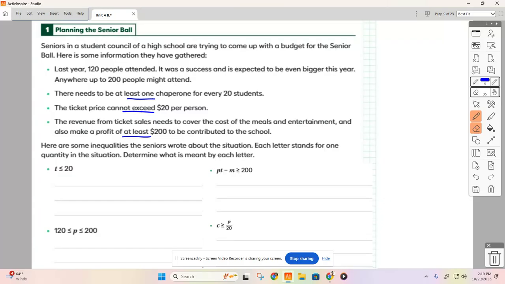Right here, these are some inequalities the seniors wrote about the situation. Each letter stands for one quantity in our word problem situation. Determine what is meant by the letter. So I look at the first one. It says T is less than or equal to 20. What are they talking about? Raise your hand and tell me what you think T is meaning. What is T? Ticket price. T is the ticket price. So T is ticket price.